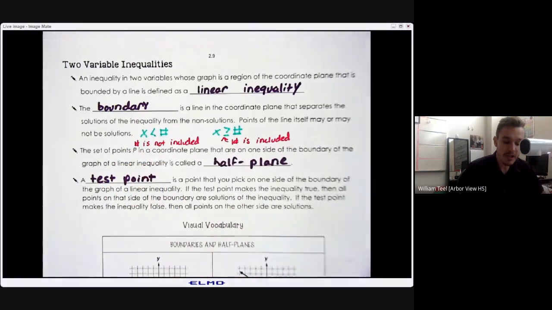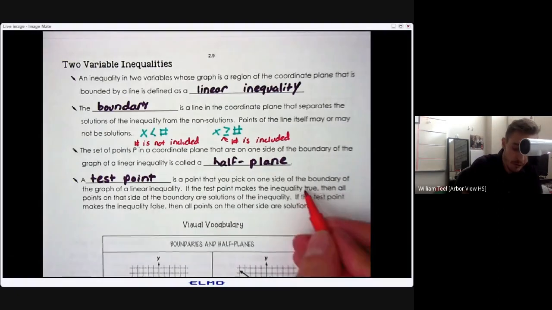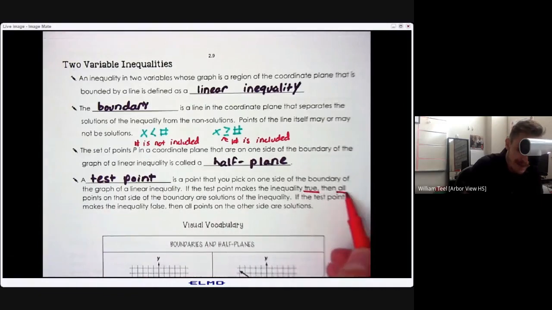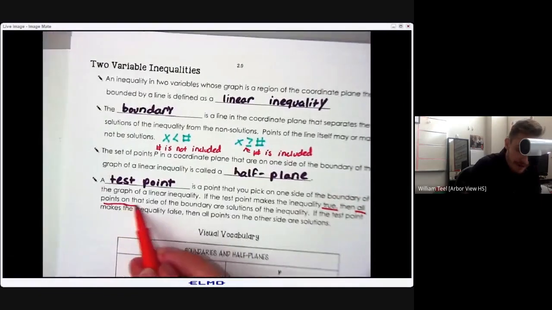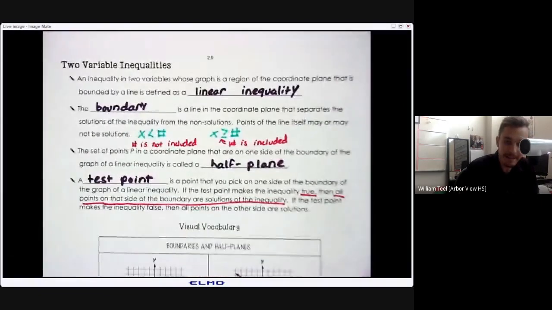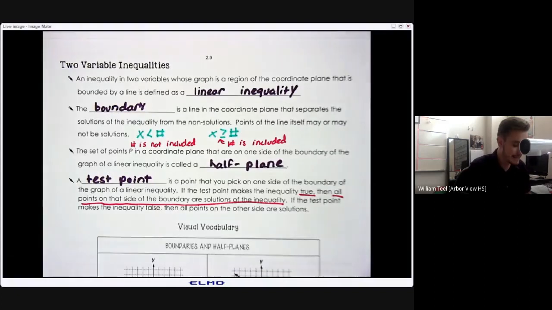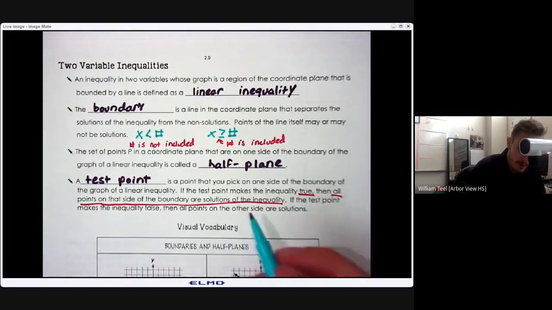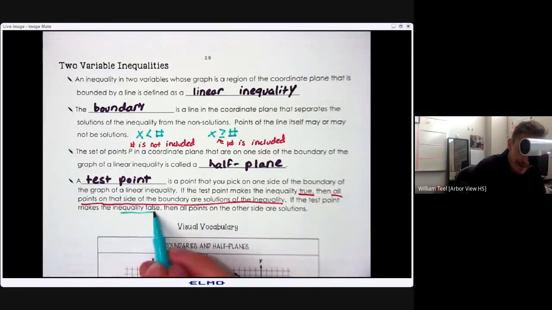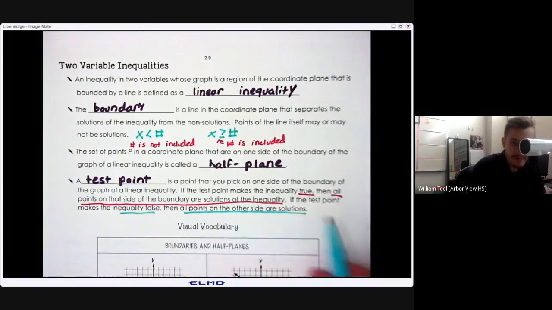is a point that you pick on one side of the boundary of the graph of a linear inequality. If the test point makes the inequality true, then all of the points on that side of the boundary are solutions to the inequality. If the test point makes the inequality false, then all points on the other side are solutions, okay?